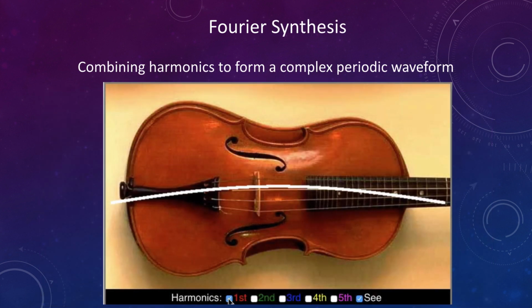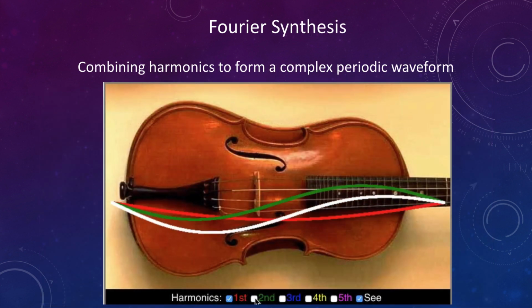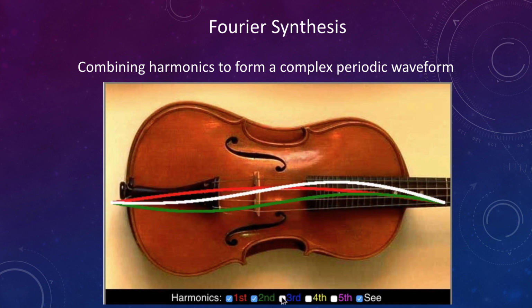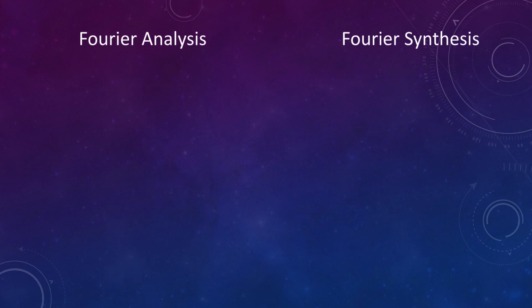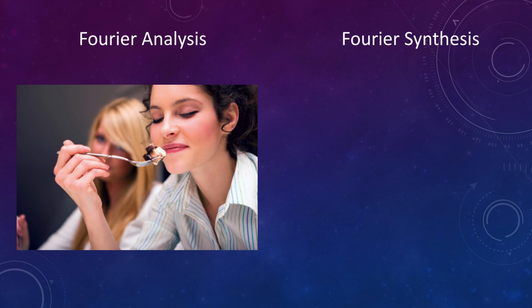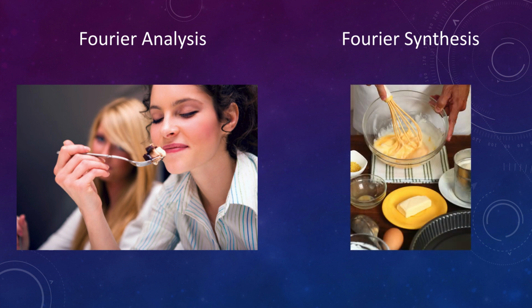The process of combining harmonics together to form a wave is called Fourier synthesis. As we relate this to timbre, you can think of this as an analogy to cooking. Fourier analysis is like tasting food and trying to determine what the ingredients are. Fourier synthesis is like cooking or baking. Each of the frequencies are like the individual ingredients. You need to determine what ingredients, frequencies, and how much, their amplitude, to combine.